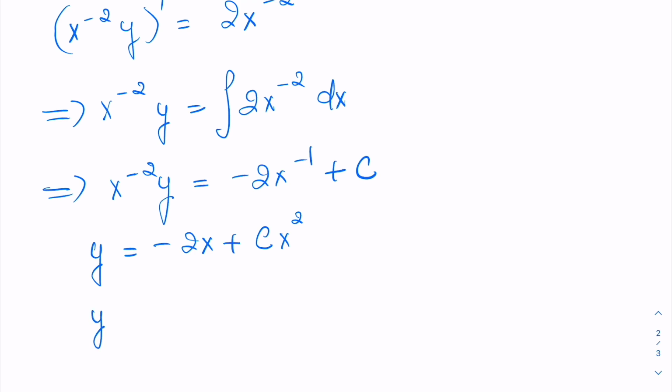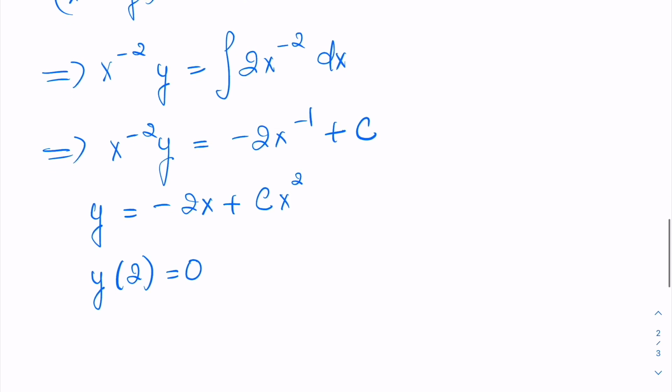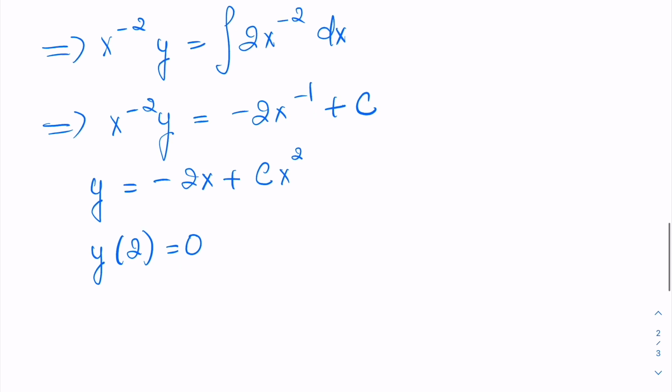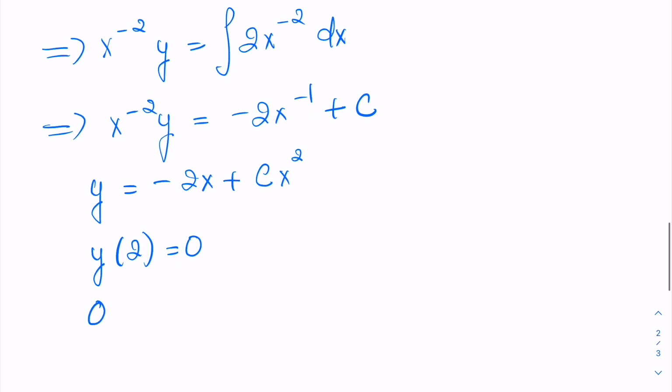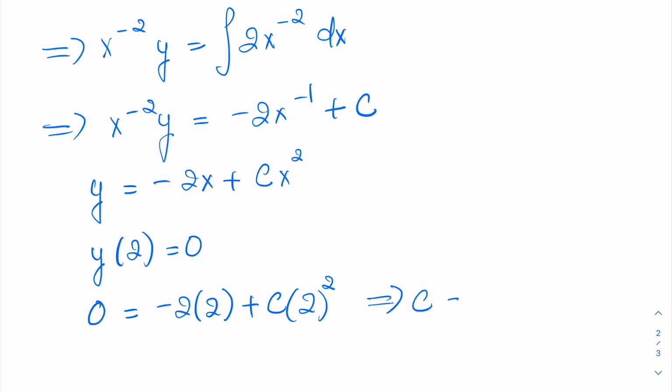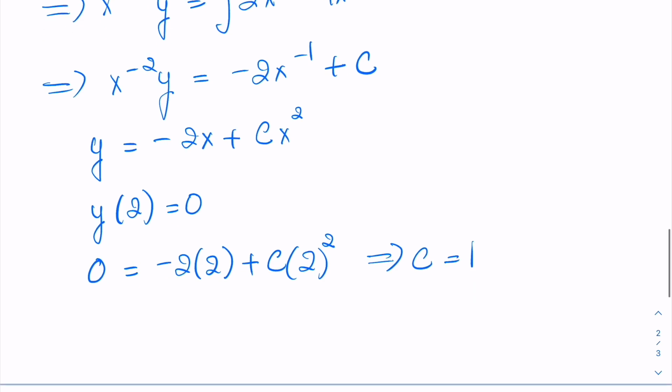So y of 2 equals 0. That's the initial value. So we end up with 0 for y, and I'm going to plug 2 in for x, plus c times 2 squared. Solving it, we get c equals 1. So we end up with y equals x squared minus 2x.